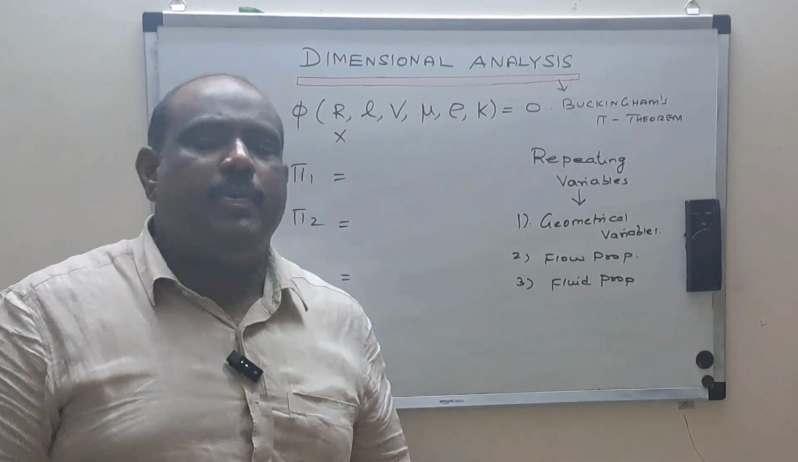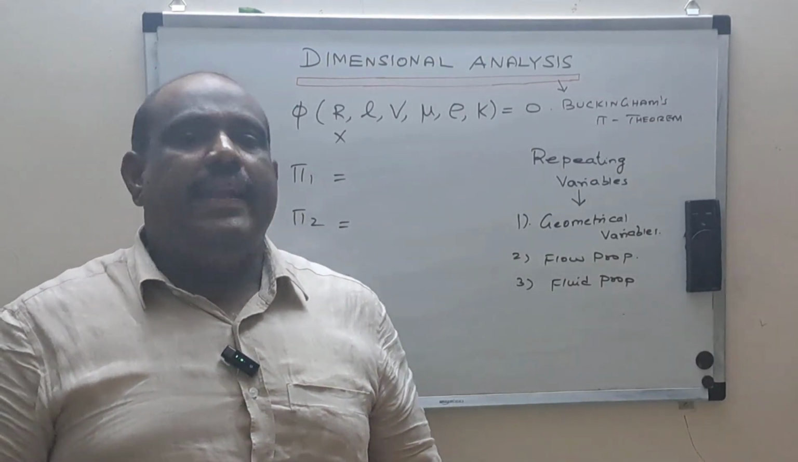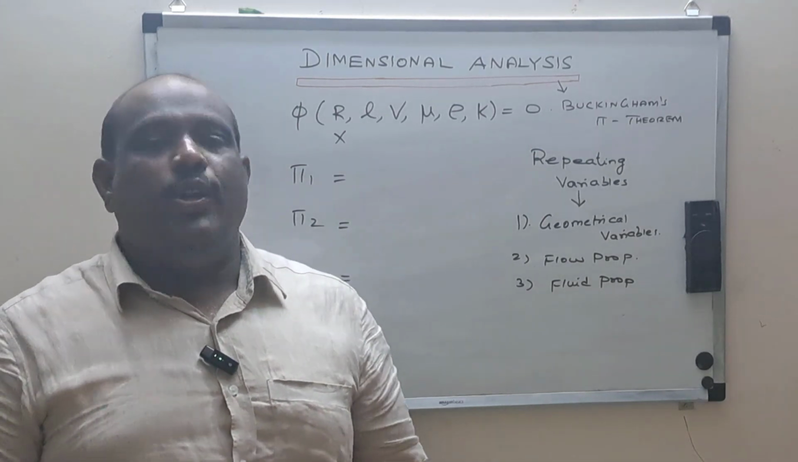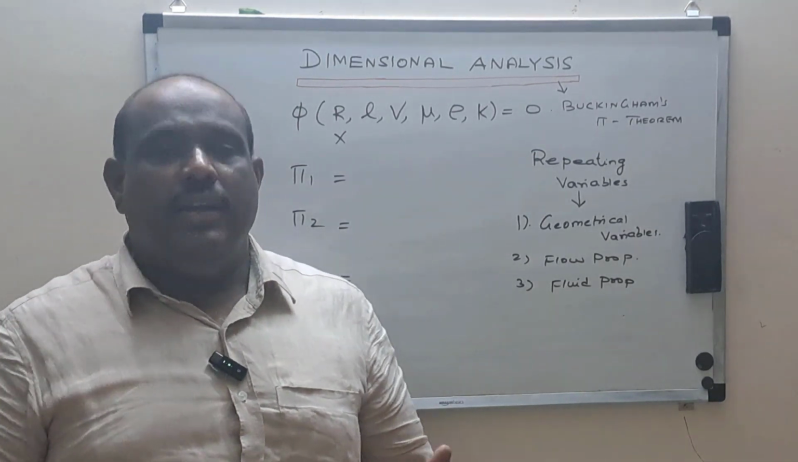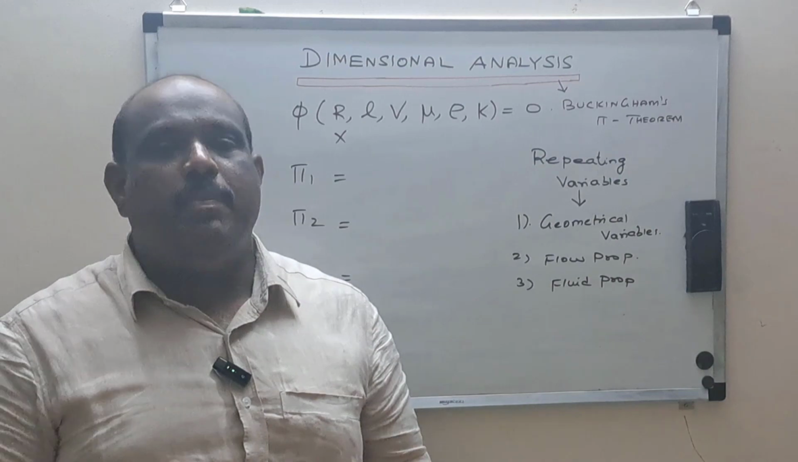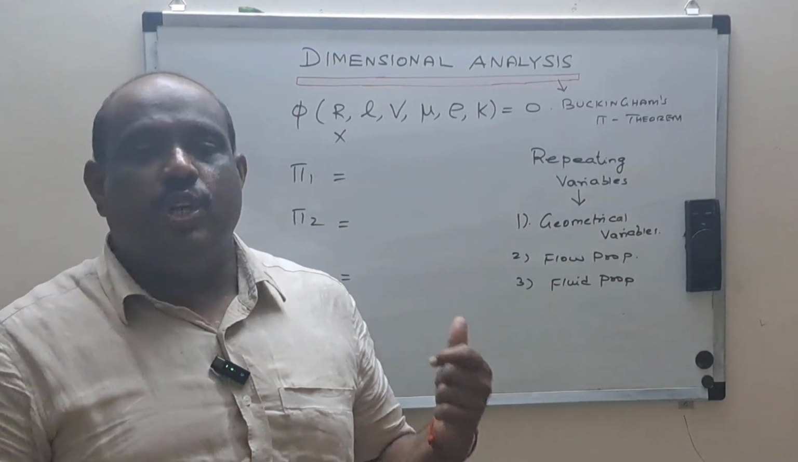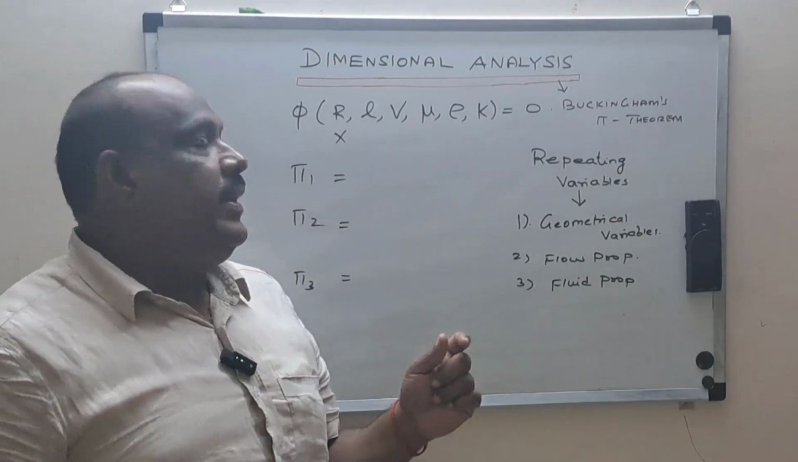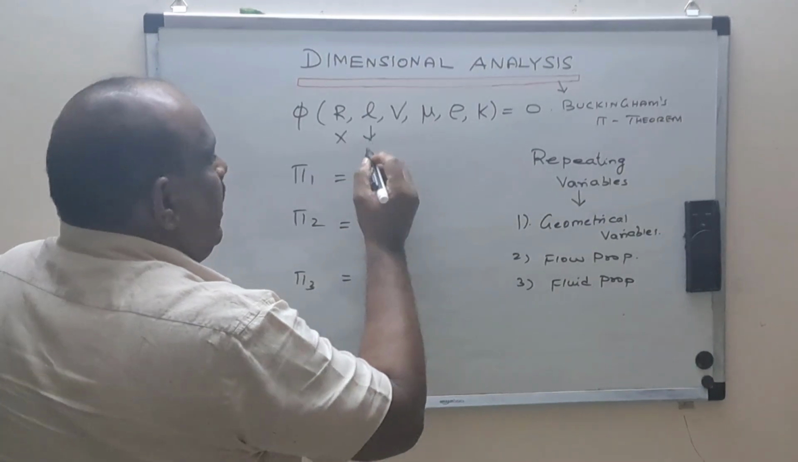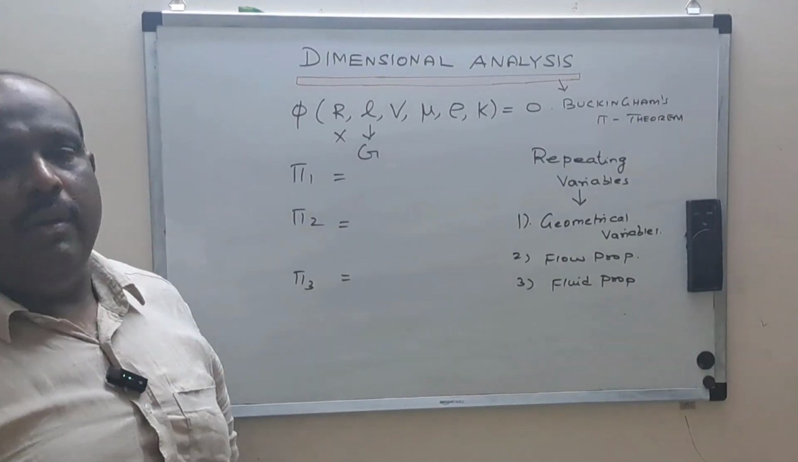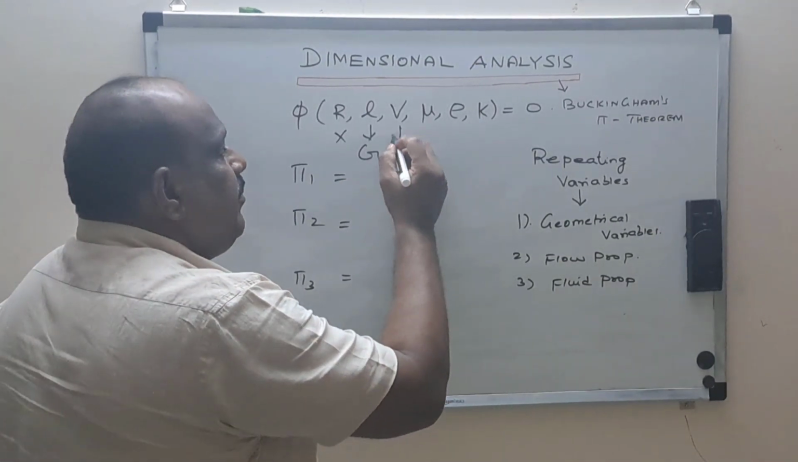What are other geometry properties? You know, area, diameter, perimeter, volume, surface area. These are related to the geometrical parameter. So length is also a geometrical property.